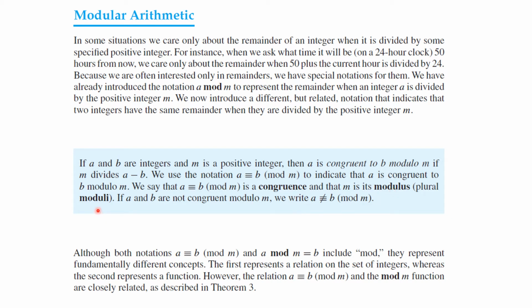The plural of this in Latin is moduli. If a and b are not congruent, we could write the congruent symbol with a slash through it. Although both notations include mod, this one we just did, and this one, they represent fundamentally different concepts. The first represents a relationship, so it's a relation, and in fact it will be an equivalence relation on the set of integers, whereas the second is just a function that you would call in a software program. But they're closely related, as you can see from the theorems.